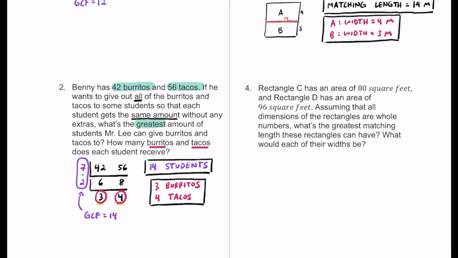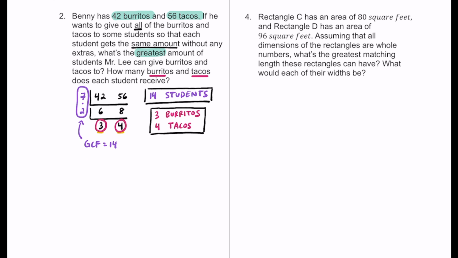For number 4, this one's pretty similar to number 3, so we could try to apply that same strategy. We have rectangle C here, which has an area of 80 square feet, and then we have rectangle D, which has an area of 96 square feet. So assuming all dimensions of the rectangle are whole numbers, so no fractions or decimals, it does say what's the greatest matching or greatest common length that these rectangles can have, and then what would their widths be. All right, cool. So pretty much the same problem, just with different numbers.